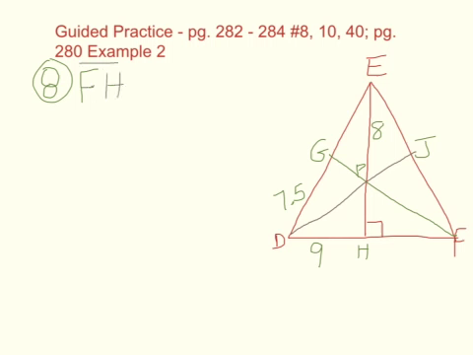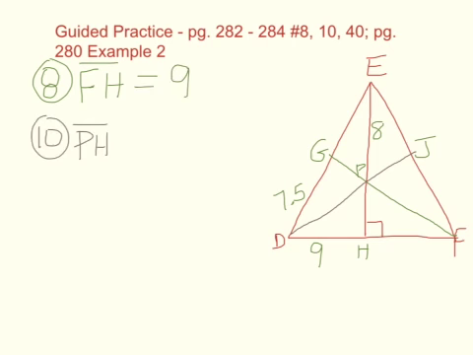Well, I know that EH is the median of DF. And the reason I know that is because P is the centroid that was given to us. So if P is the centroid, that means that those other three lines where they intersect all have to be medians. And I know medians split the opposite side in half. So if DH is 9, that means FH also has to be 9.